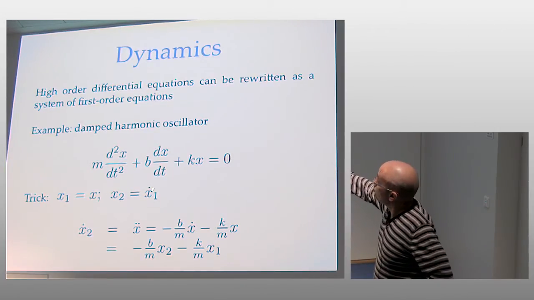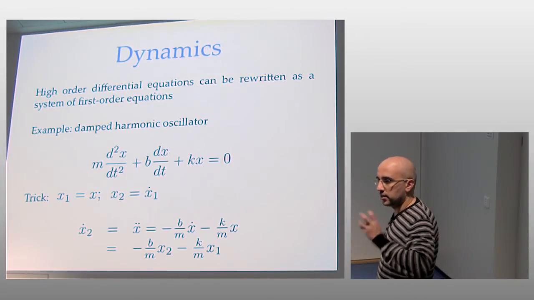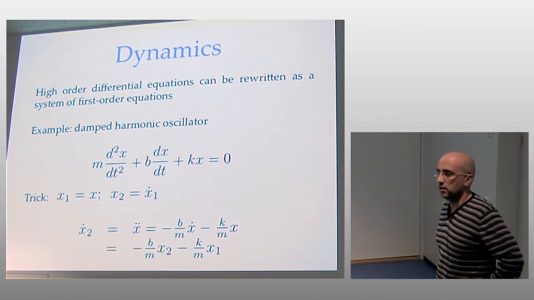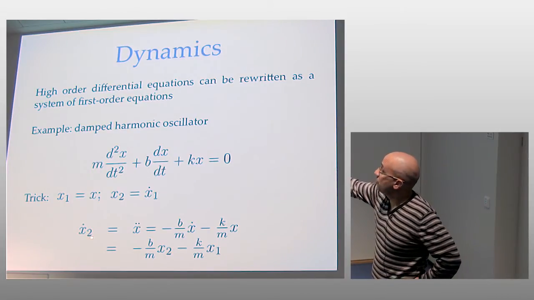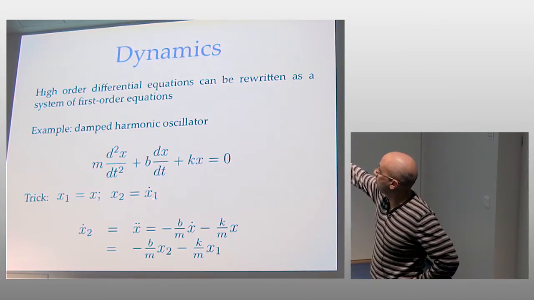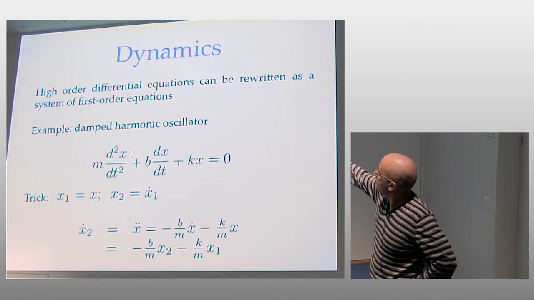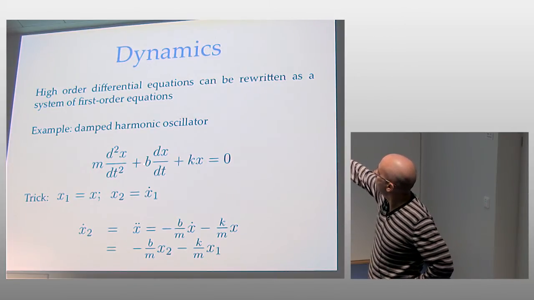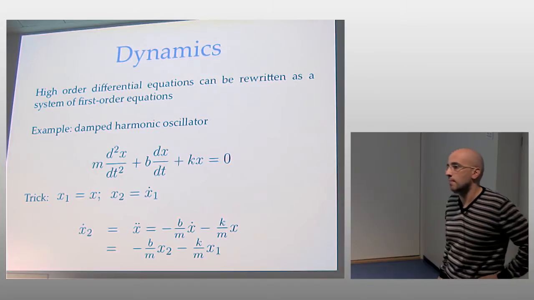But the derivative of x1 dot becomes a new variable, x2. It looks like a baby trick, but it's useful, because if I do that, now the first derivative of the new variable x2 is the second derivative of x1, which is the second derivative of x, which is this. And therefore, if I bring everything to the other side, I get minus b divided by m times the first derivative, minus k divided by m times x.